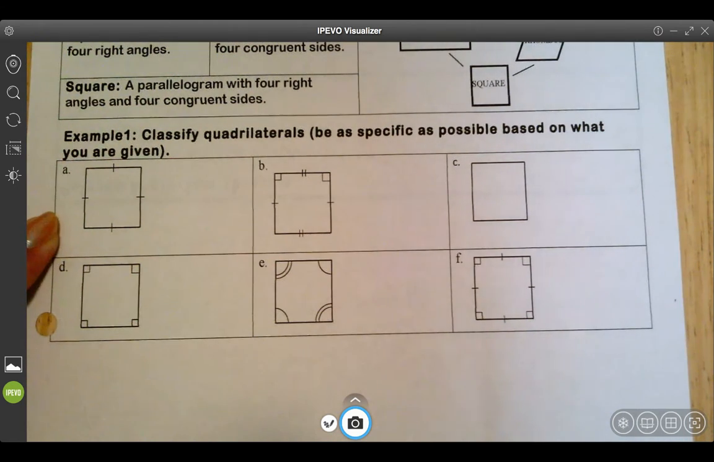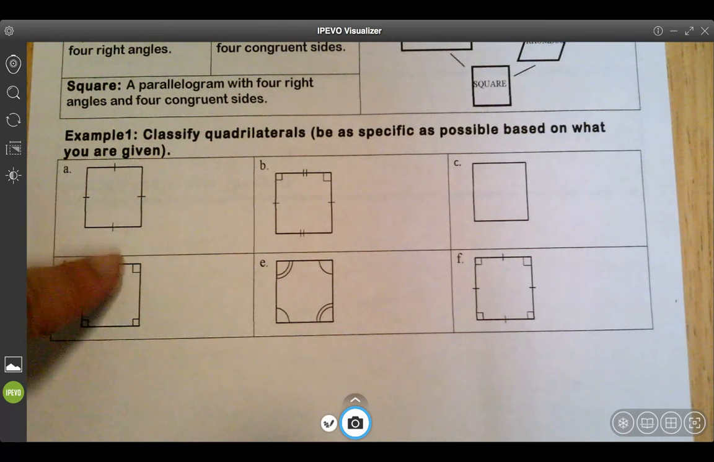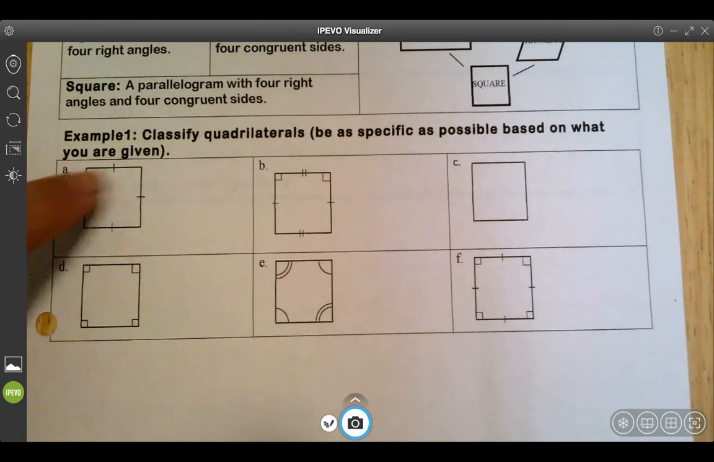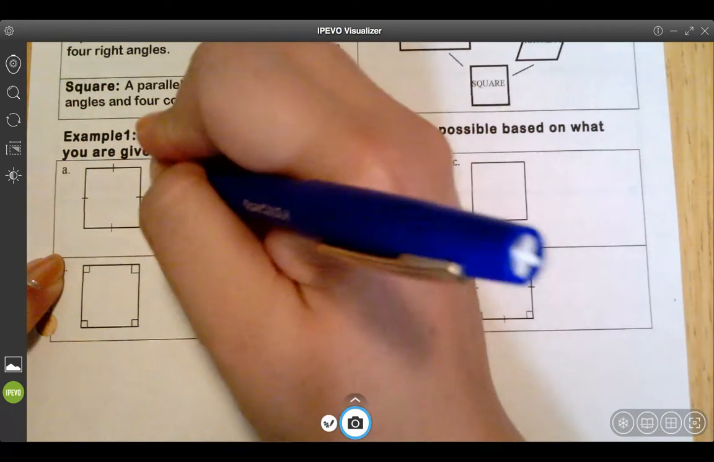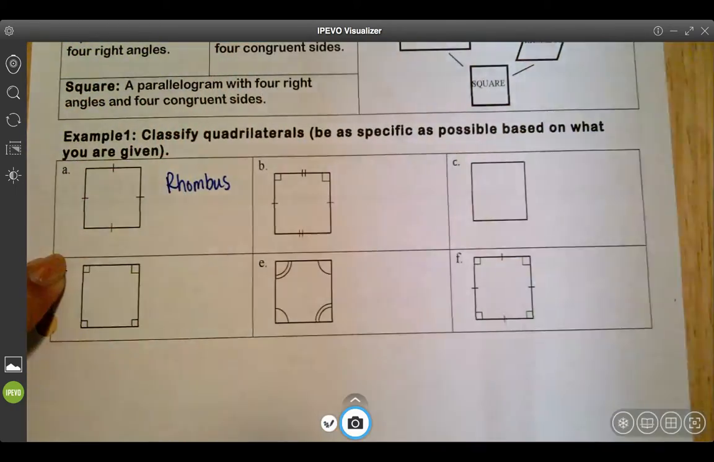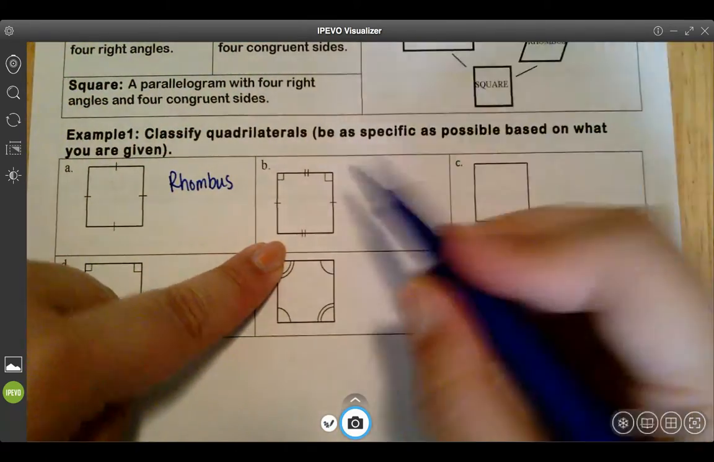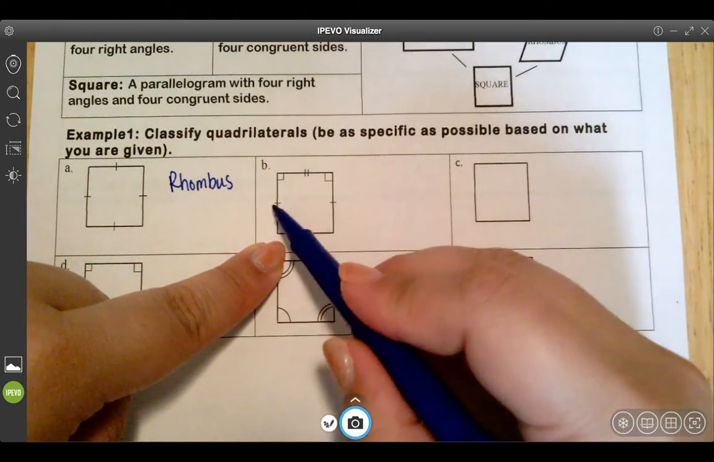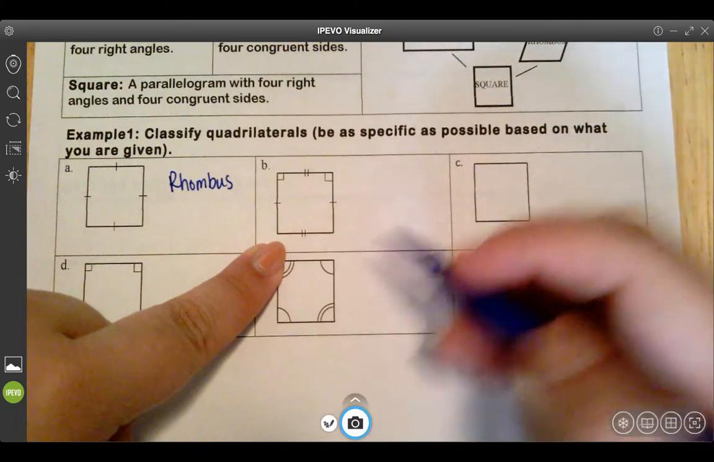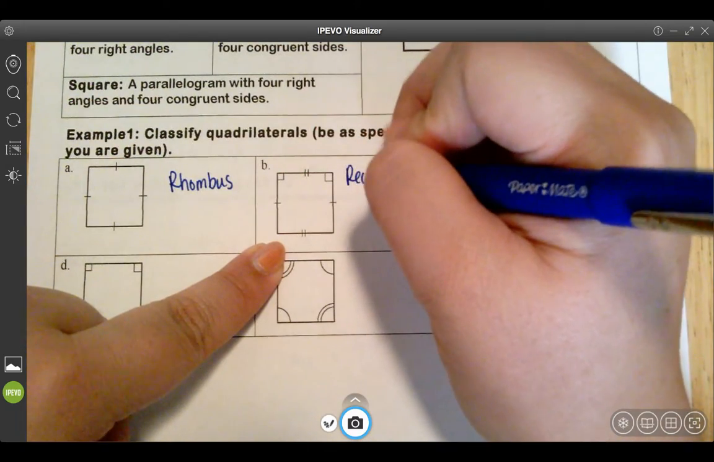In part A, we have that all four sides are congruent. Well, remember, we said that if opposite sides are congruent, then it has to be a parallelogram. So this is a parallelogram with four congruent sides. What we don't know is if those angles are right angles. So all we can say about this one is rhombus. On part B, now we do have right angles, but we have opposite sides congruent, but not all four sides congruent. So that is a rectangle.